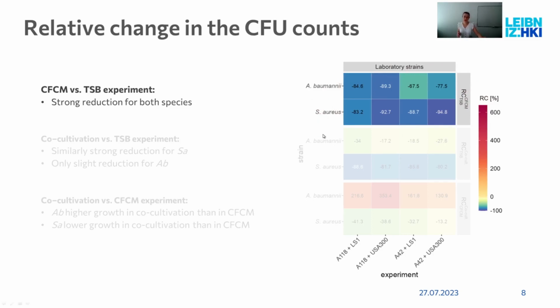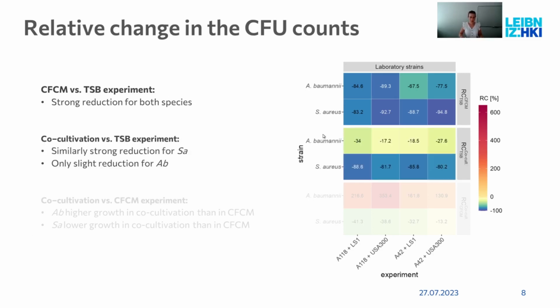And what we see is that we have a strong reduction for both species here. When we compare the co-cultivation experiment to the TSB control experiment, we see that for S. aureus we have a similarly strong reduction, but for A. baumannii we have a much smaller reduction, so it's only slightly affected by the co-cultivation of the pathogens.